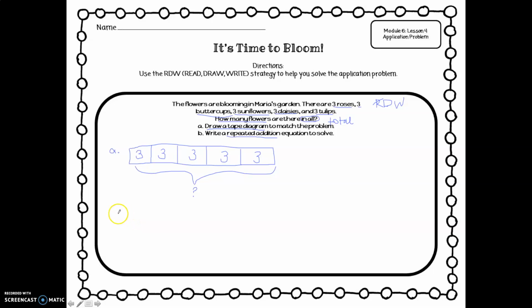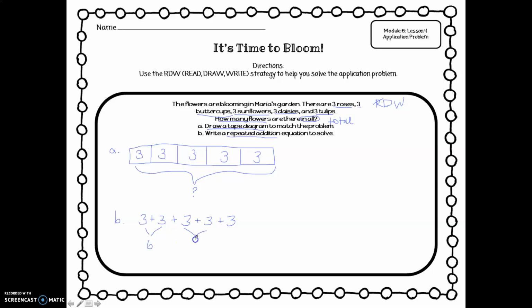Now, our repeated addition equation for part B would be 3 plus 3 plus 3 plus 3 plus 3. There should be 5 3s representing the 5 different types of flowers and 3 of each of those flowers. And now to solve, we are going to use either our doubles, or you could skip count to solve.